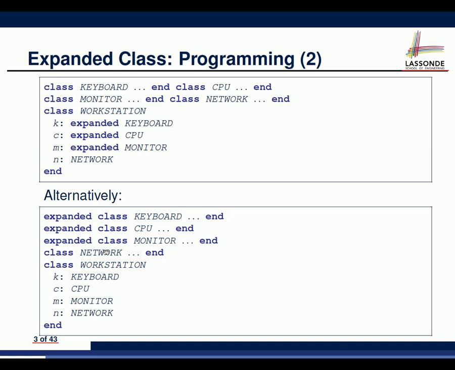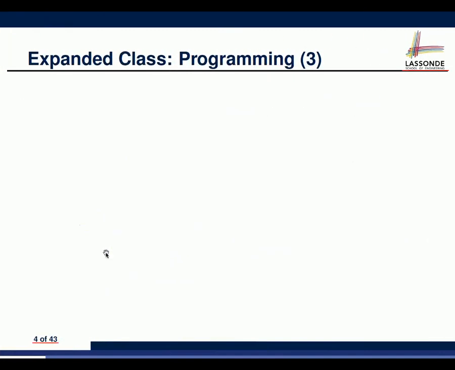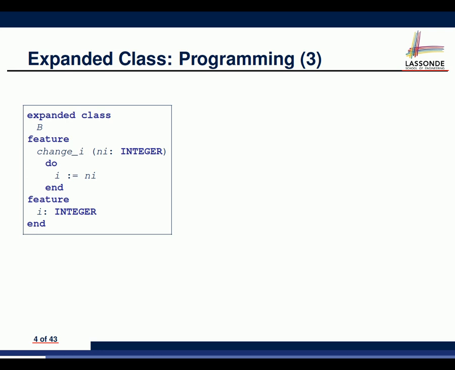Very simple example. Hopefully you can demonstrate the behavior. First of all, let's look at this class very quickly. We have an expanded class called B, and we have a feature called change I. It's like a command. We also have attribute I, and we want to change the I value to be some new I value, like a counter, basically. It's a very easy class, which is expanded, which means at runtime each instance of class B will be contained entirely within other objects. Basically, that's what it means.